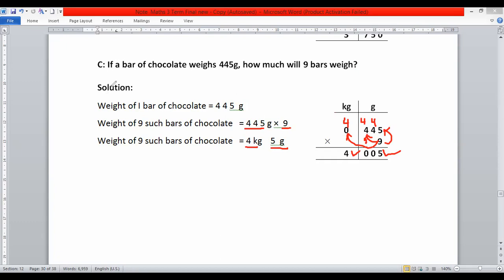I'm going to tell you how we divide kilogram and gram at the same time. Dear students, it is easy to divide kilogram and gram if we remember that 1 kilogram is equal to 1000 gram.